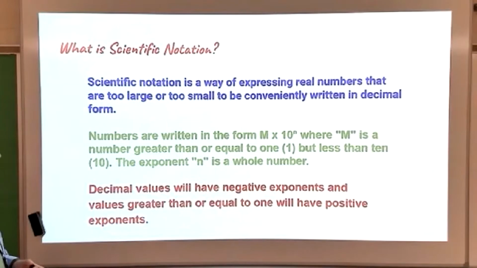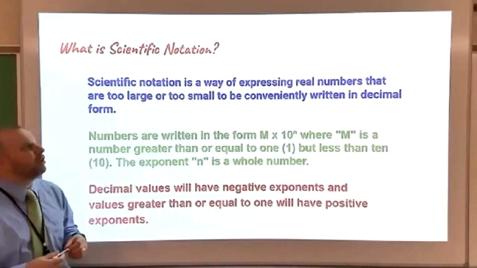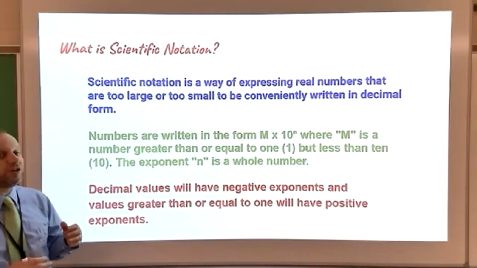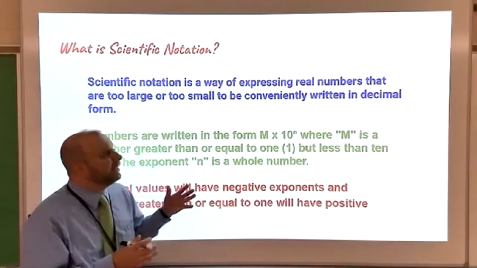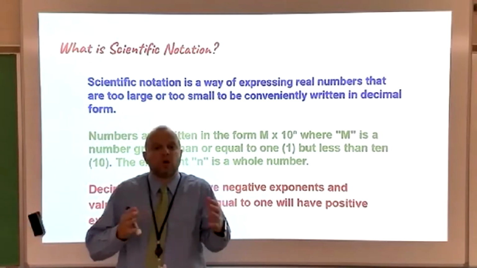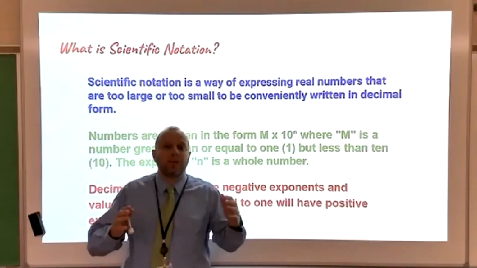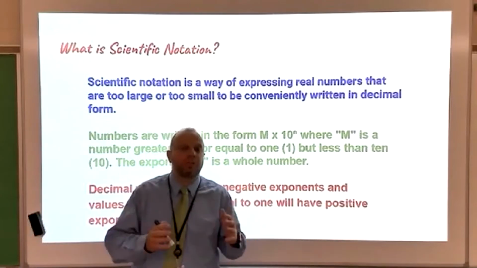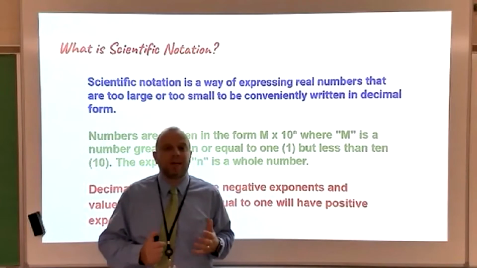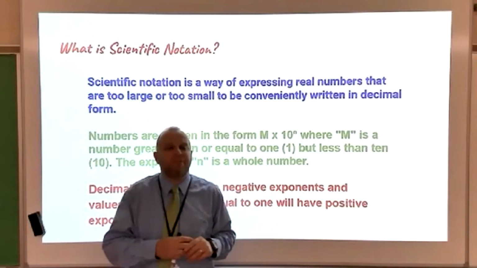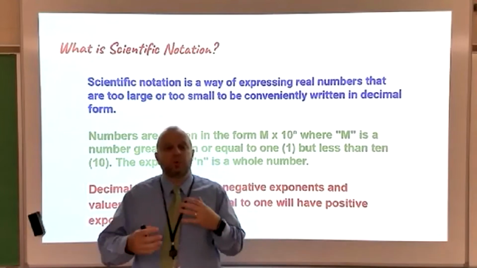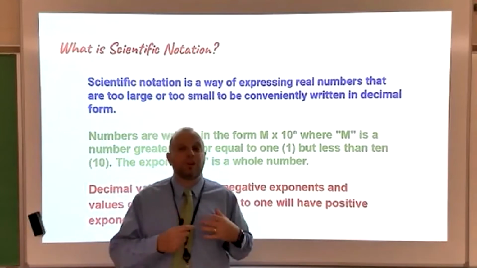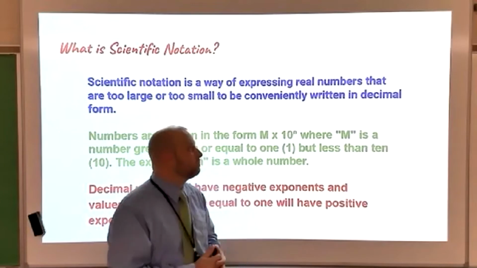As you can see, it says scientific notation is a way of expressing real numbers that are either too large or too small to be written conveniently in decimal form. So what we normally write is called decimal form. When we have a really large number or a really small number, we're going to write it in scientific notation to save us the effort of writing a bunch of zeros or writing a really small decimal. So we adjust the numbers so that it's easier for us to write and to communicate to others.